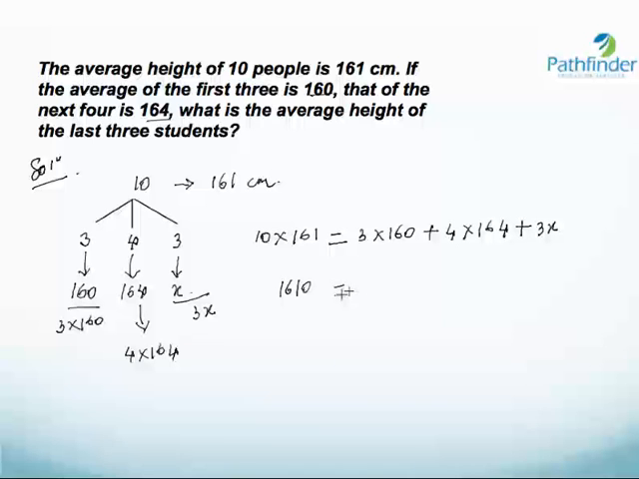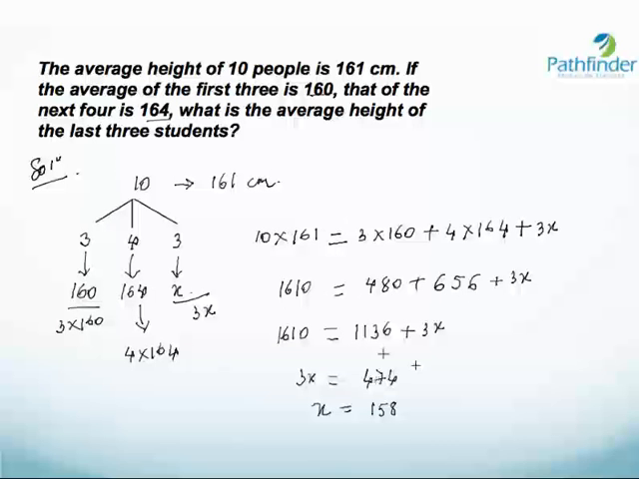1610 is equal to 480, 656 plus 3x. So x is equal to 158. So we saw how we can utilize this basic equation and solve the question.